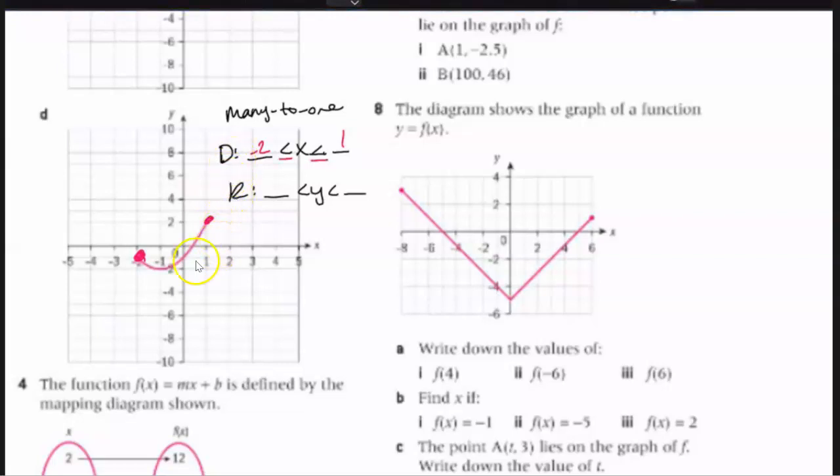My lowest y value is -2 down here, so this is my lowest spot. My highest y value is +2. And they're both closed in, so they're both less than or equal to.